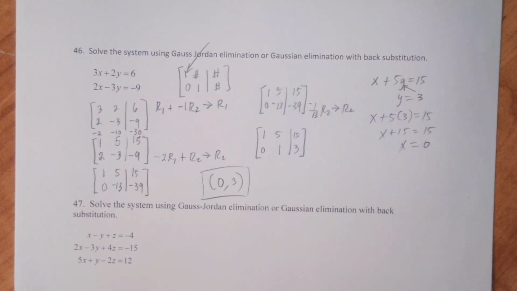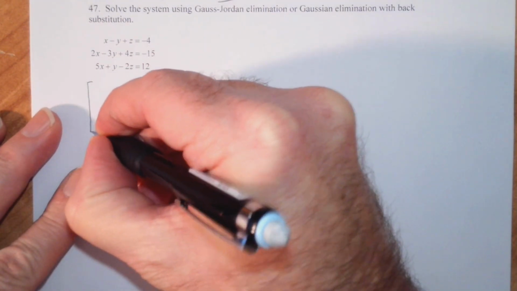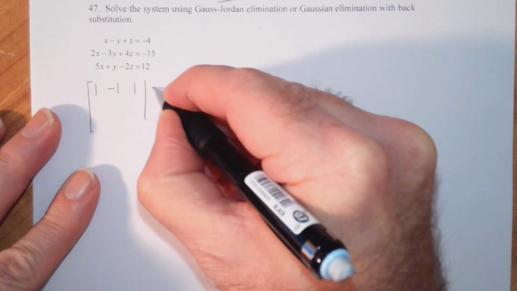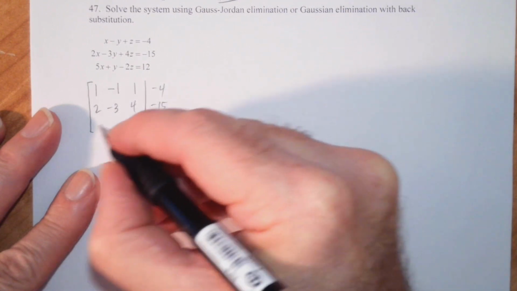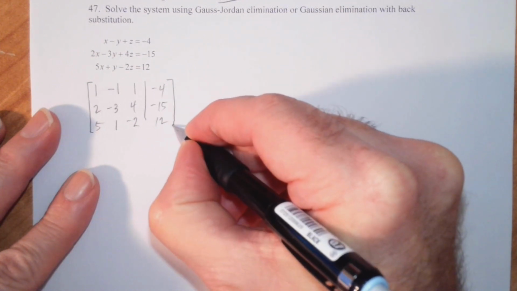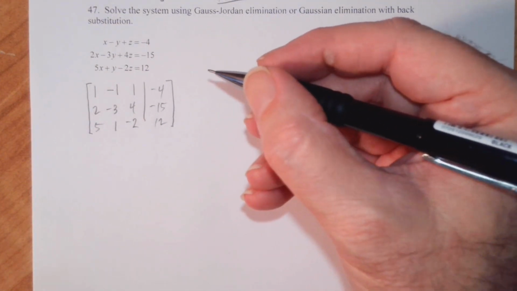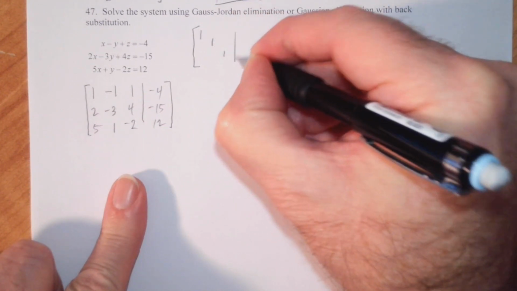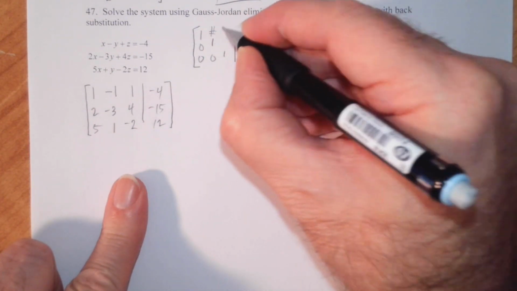All right, let's go ahead and do 47 now. So here, I'm going to go ahead and go across. We have 1, negative 1, 1, negative 4, 2, negative 3, 4, negative 15, and 5, 1, negative 2, 12. And what we're shooting for is a matrix that looks like this. So zeros below the ones on the main diagonal, and numbers elsewhere.